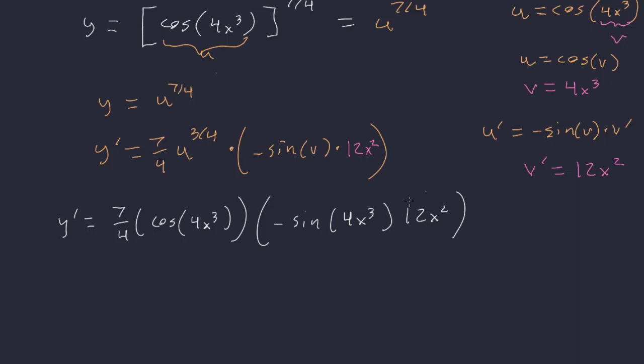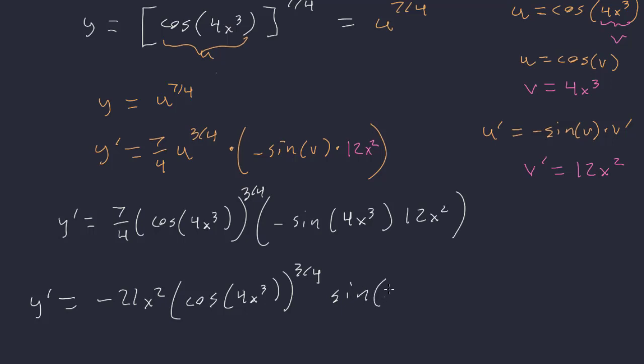I would probably simplify this one at least by bringing the 12x squared and the negative out front. So the 12 cancels with the 4 and leaves a 3. So we should get negative 21x squared cosine of 4x cubed. Oh, sorry, this should be raised to the 3/4. Forgot that. Sorry, a little typo there. Oops, cosine of 4x cubed all to the 3/4 times sine of 4x cubed. All right, and there we go.